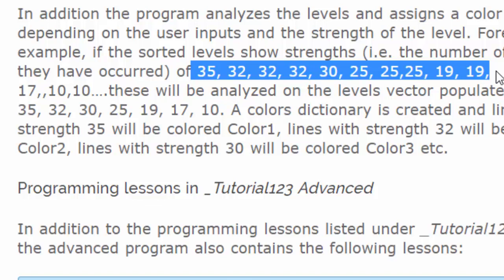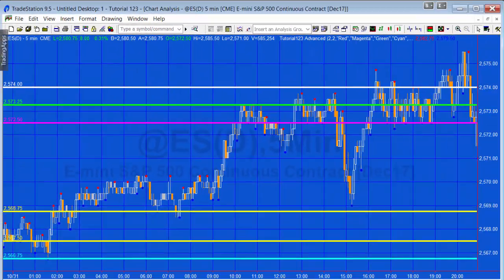What the program then does, it looks at these levels and creates another vector, and that vector will look like 35, 32, 30, 25, 19. So it doesn't matter how many times that's occurred, but it will create this new vector. And then we create another dictionary, a color dictionary, and the color dictionary would assign, for example, 35 would be color 1, 32 would become color 2, 30 color 3, 25 color 4, 19 color 5, etc. And then we also have a default color, and so we get an effect like this.